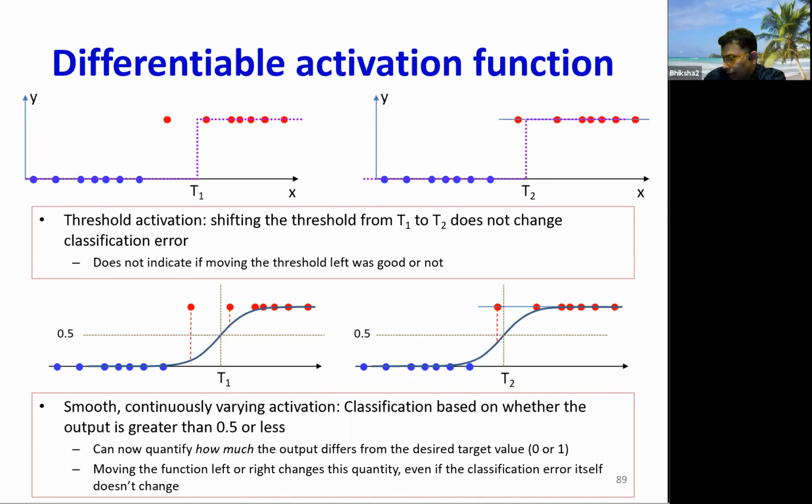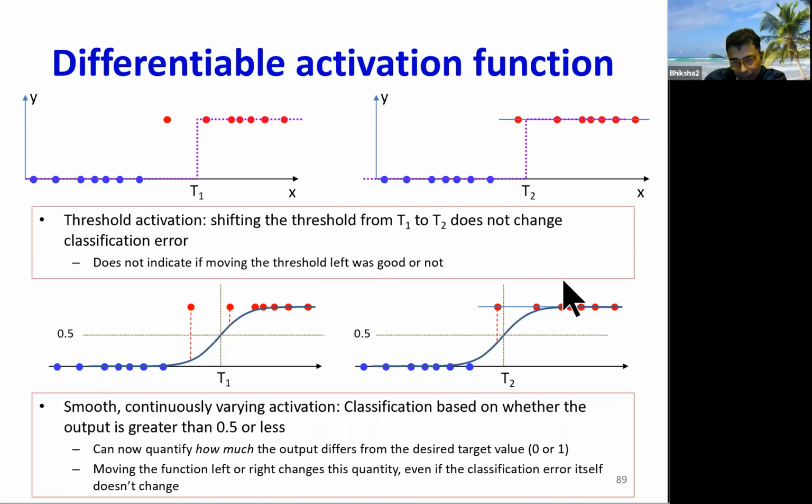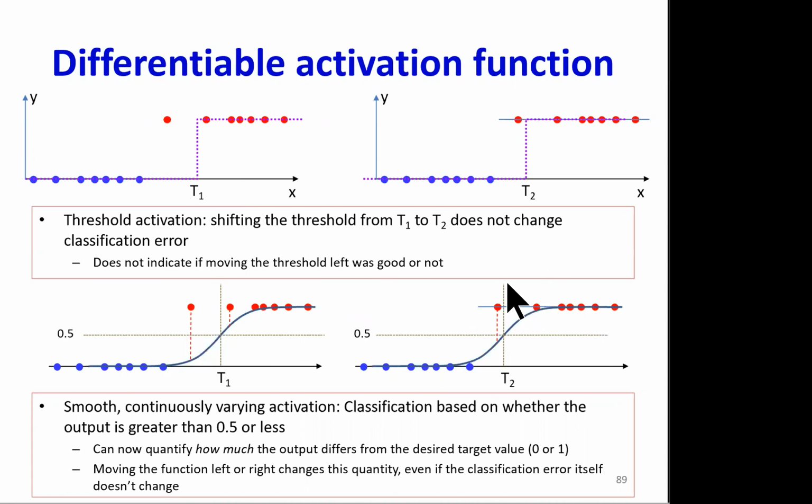So instead, I'm going to use a different kind of activation, like this smooth function over here. This is a continuously varying curve which goes from 0 to 1. And my classification output, I'm going to call it 1 if this function is higher than 0.5, and 0 if this function is lower than 0.5. So the equivalent of the threshold t is the point at which the function crosses 0. Now you can see what the classification error is in this panel. How many mistakes is it making? One. Just this one. What about here? Still one.